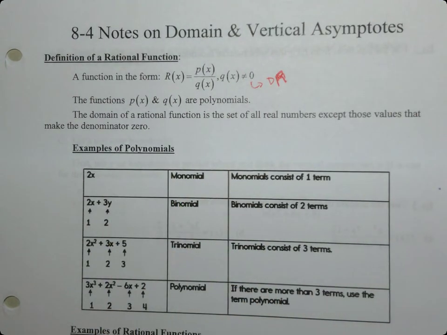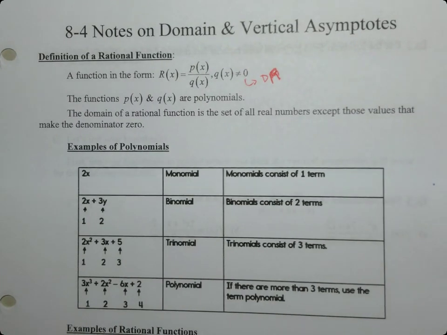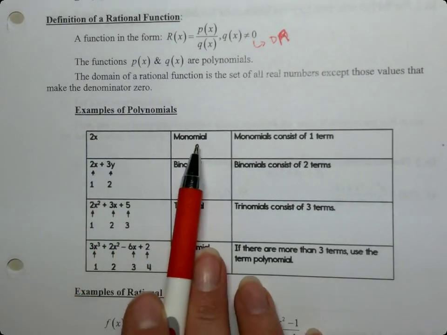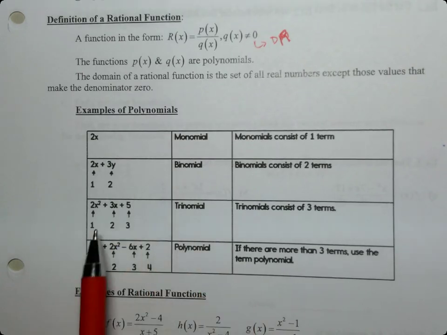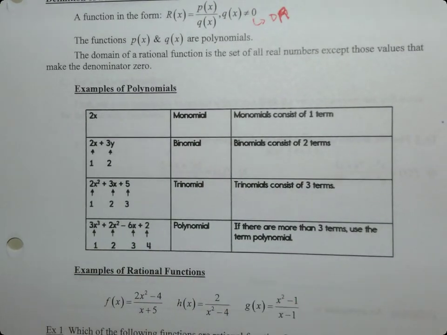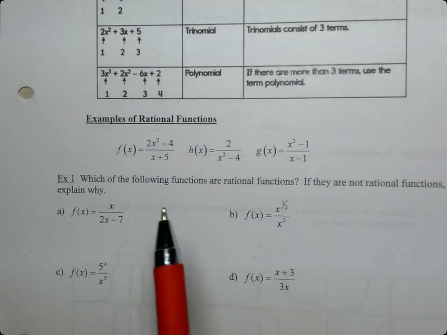P and Q are going to be polynomials. And so we're not doing anything new. We are going to be factoring, reducing, cleaning up, but we're also going to focus on what the graphs would look like. So we know if it's one term, it's a monomial, 2 is a binomial, 3 is a trinomial, and 4 or more is a polynomial.